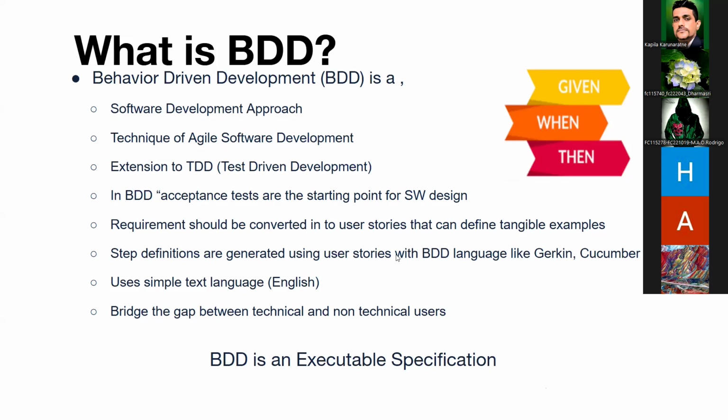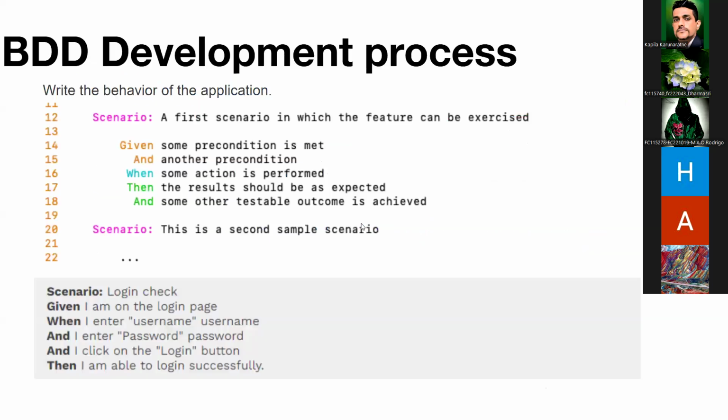Basically, it's an extension to test-driven development, because TDD has some drawbacks. People have figured out this BDD approach. So basically, this is how we will have a scenario and we will write the requirement in given, when, then format. In a user story, you might have multiple scenarios, and for each scenario you will write given, when, then format.